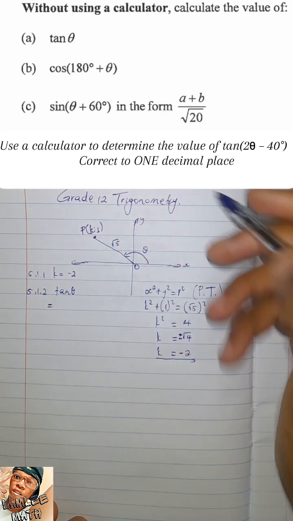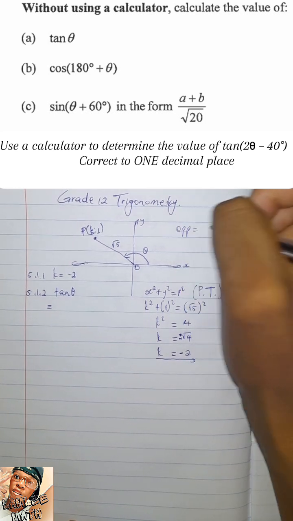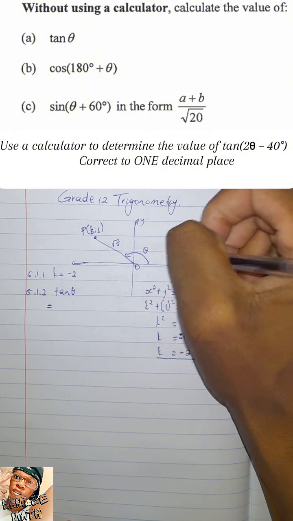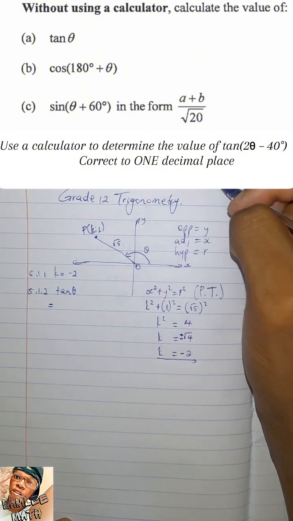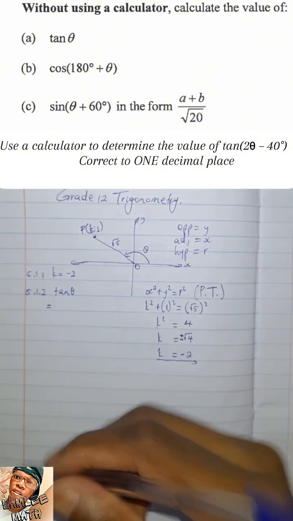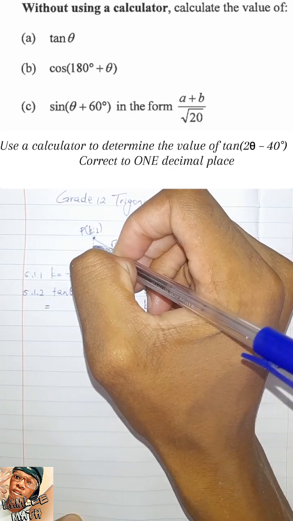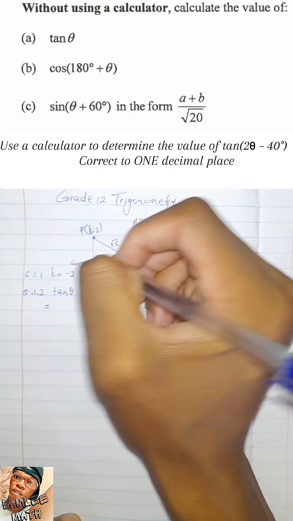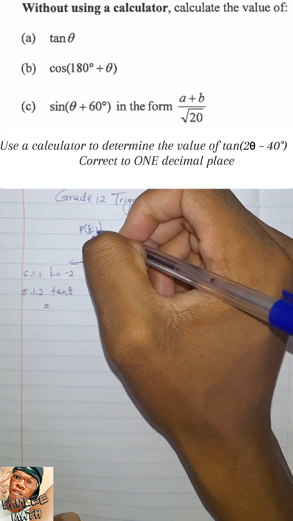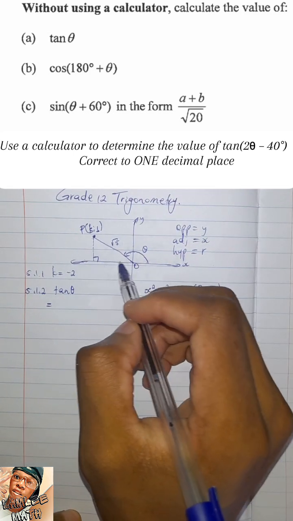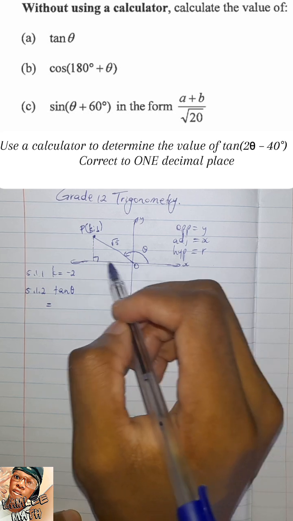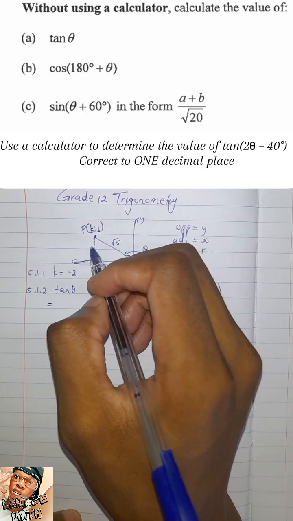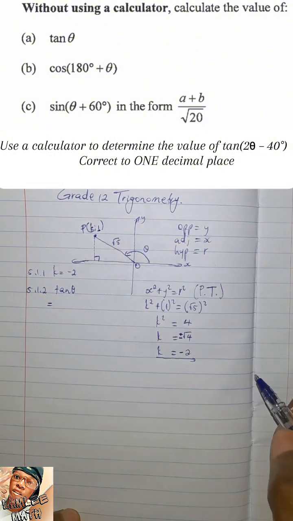But in this case, opposite is always y, adjacent is always x, and hypotenuse is always r. What I mean is, if we draw a line parallel to the y-axis and perpendicular to the x-axis, the height here is going to be this y coordinate, and the length here is going to be the value of this k, which is -2. So it's going to be 2 here, and it's going to be 1 here, right? So we have that right angle triangle.